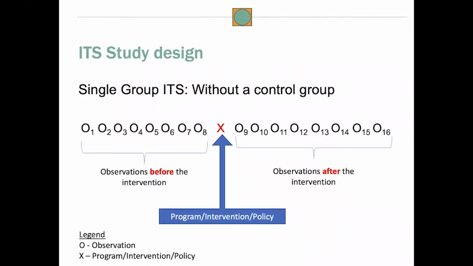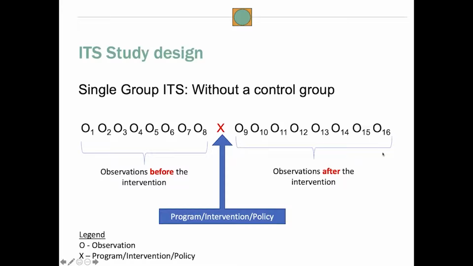There are two ways that ITS can be analyzed. The first is without a control group, and this is known as a single group interrupted time series. Using this approach, there is one cohort being analyzed. The second part of the ITS video tutorial will focus on this design. And so with both types of interrupted time series, we require 2 segments. One segment of observations before the intervention, and the next segment after the intervention.